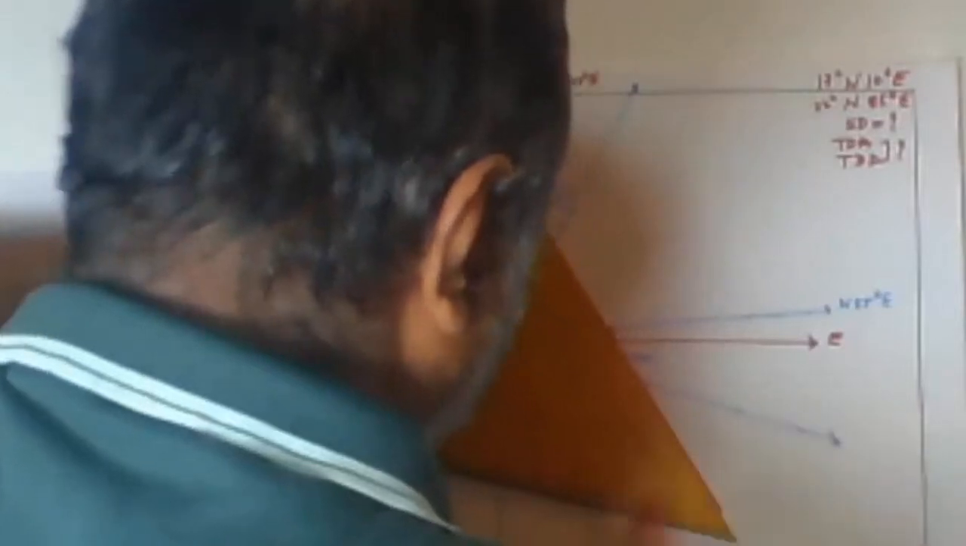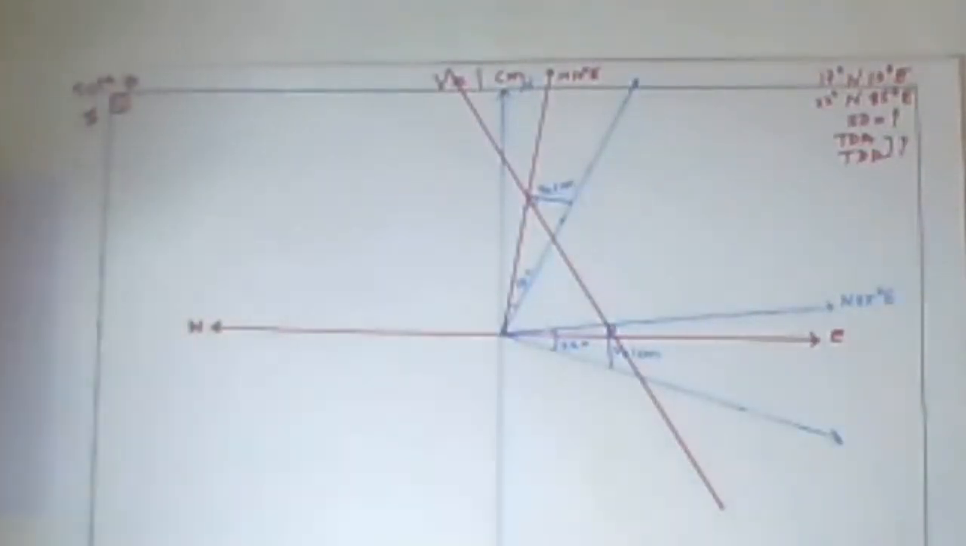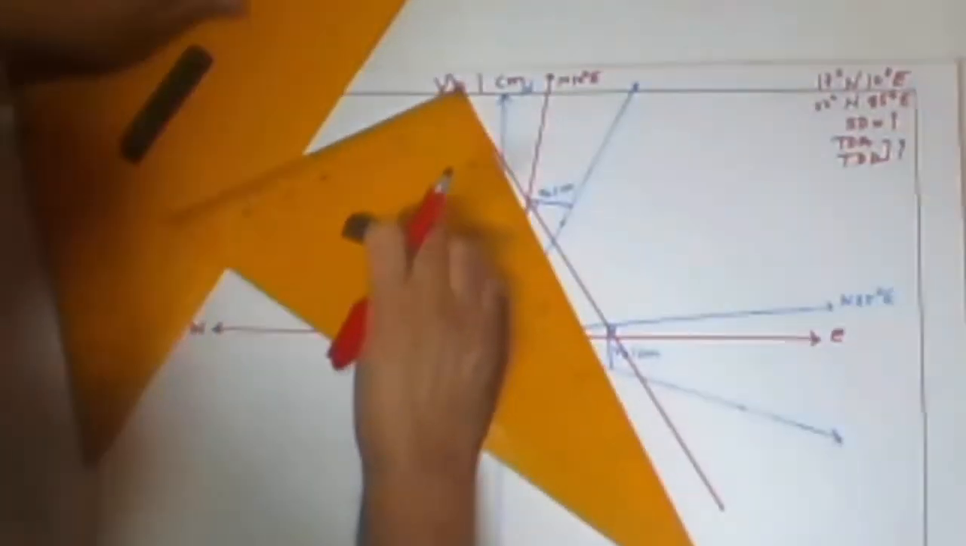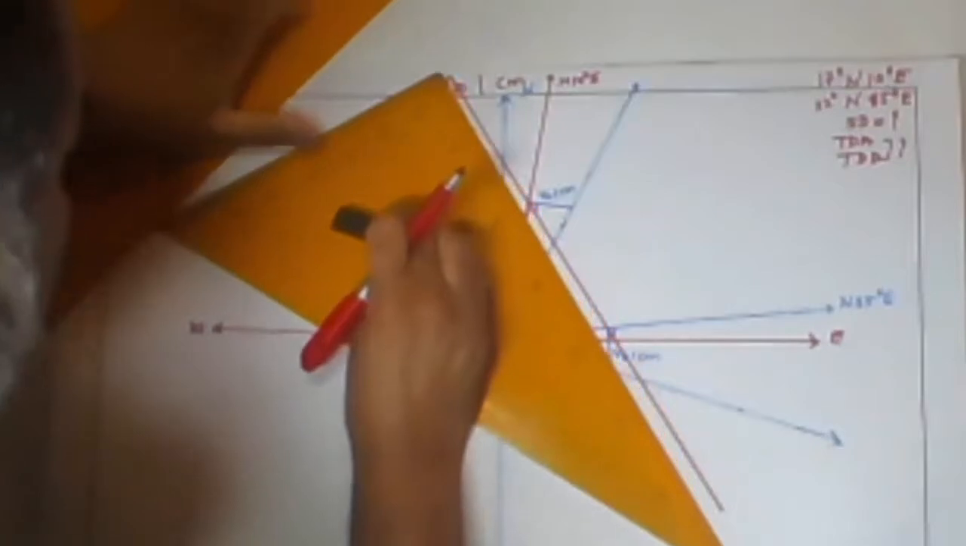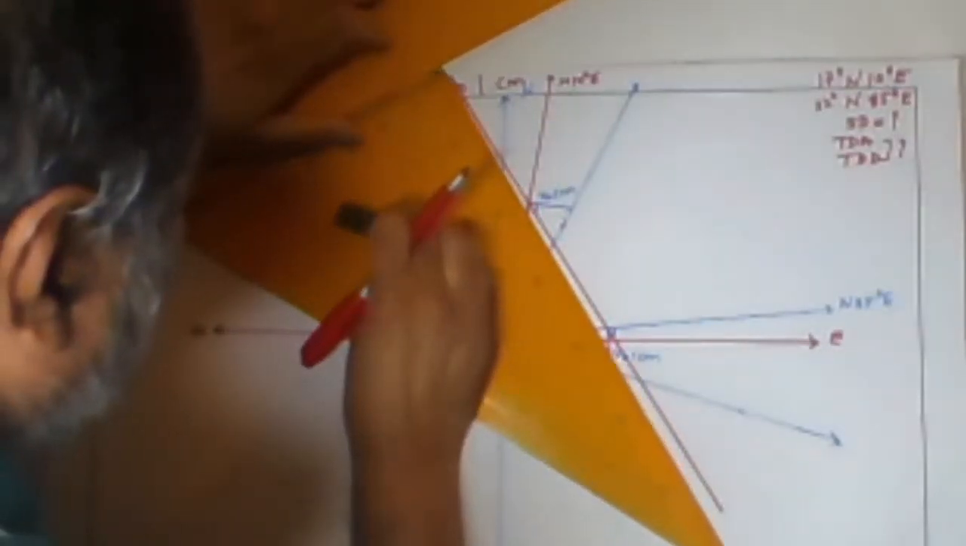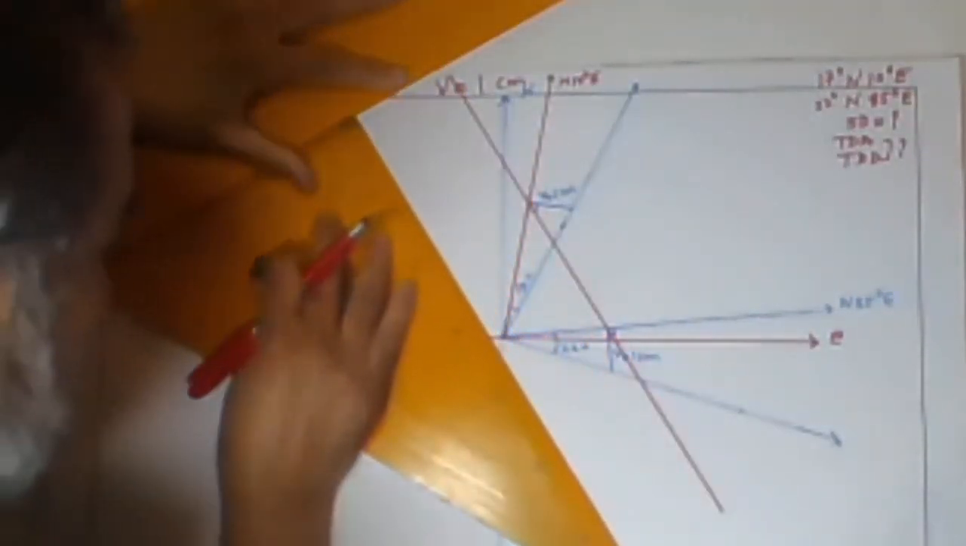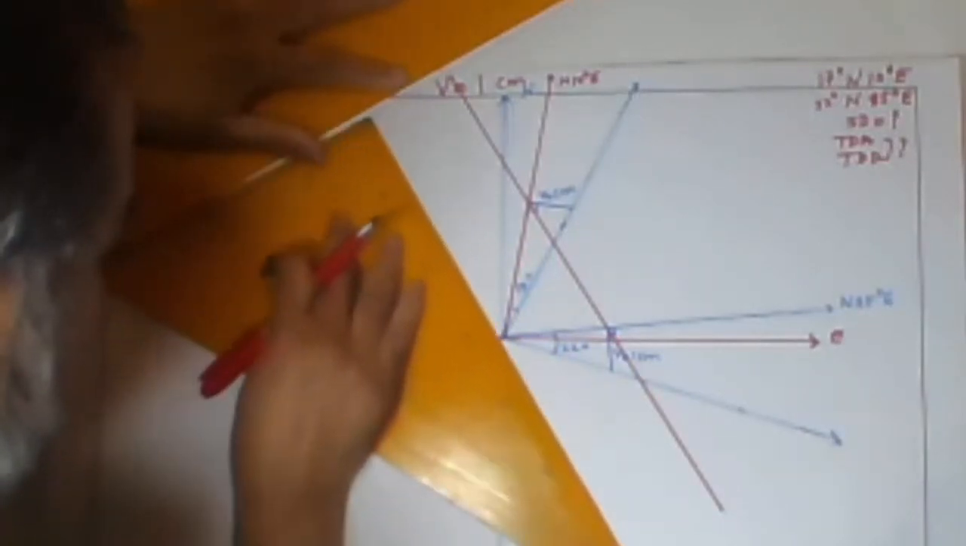Now you have to draw a parallel line from the center to get both straight lines. Keep the scale parallel to this red line, whatever you have drawn as the red line, and keep the support and slowly shift it.